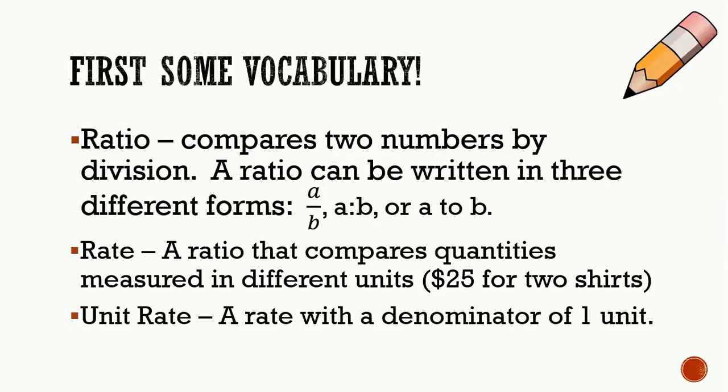A rate is a ratio that compares quantities measured in different units. So that would be like $25 for two shirts. A unit rate, though, is a rate with a denominator of 1 unit. So that would be figuring out how much money it is for just one shirt. Okay, so we'll take a look at those.